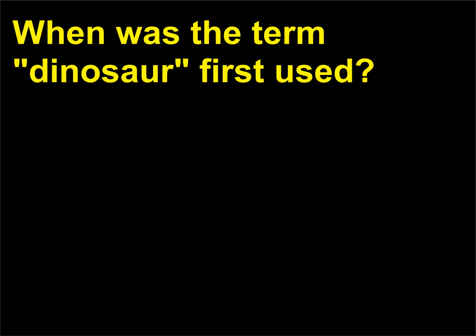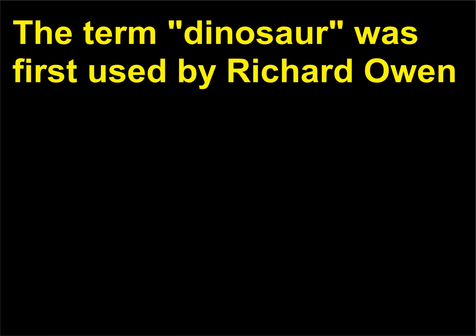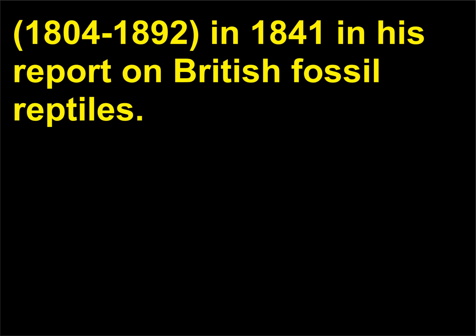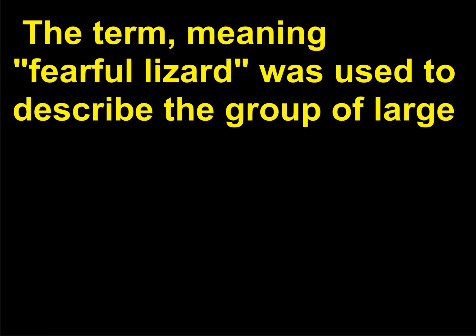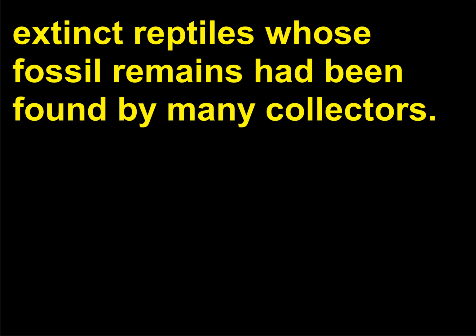When was the term dinosaur first used? The term dinosaur was first used by Richard Owen, 1804 to 1892, in 1841 in his report on British fossil reptiles. The term, meaning fearful lizard, was used to describe the group of large, extinct reptiles whose fossil remains had been found by many collectors.